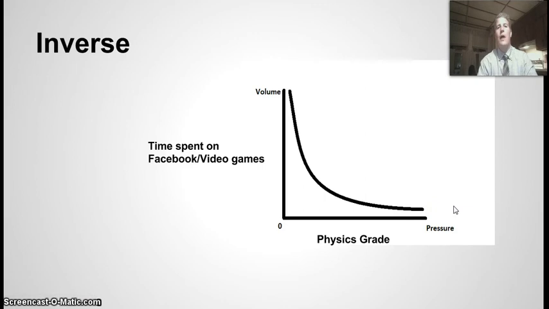That's just the basics on graphs. We're going to be dealing with them a lot in this class. It's a great way to visualize the data.